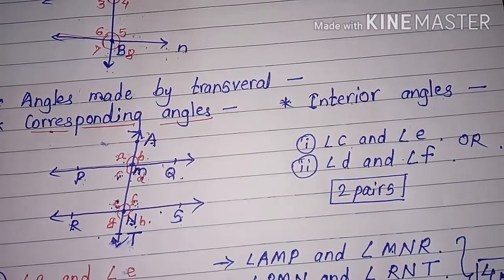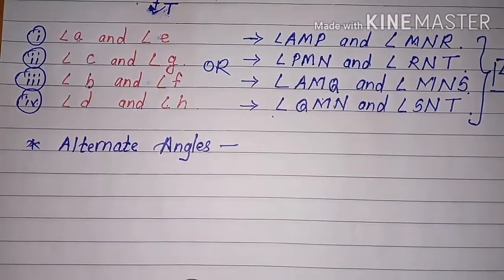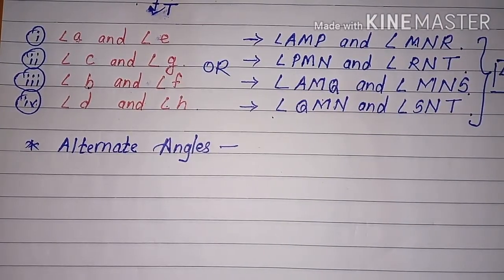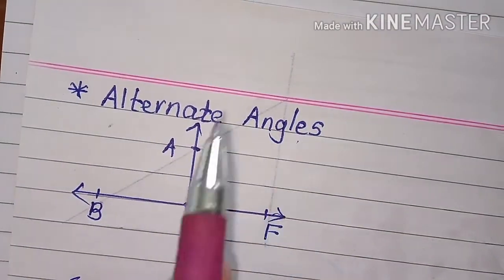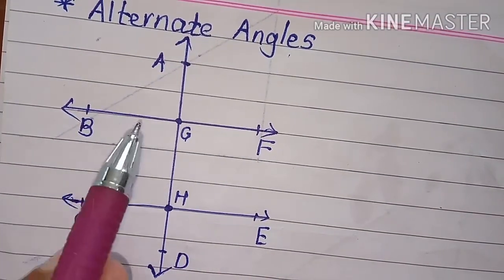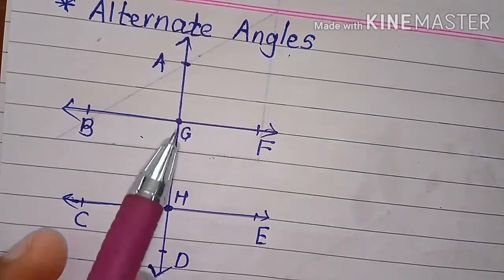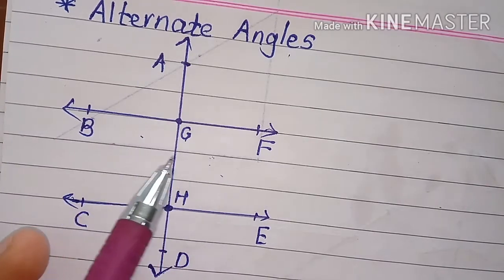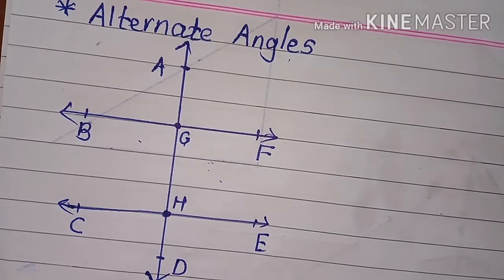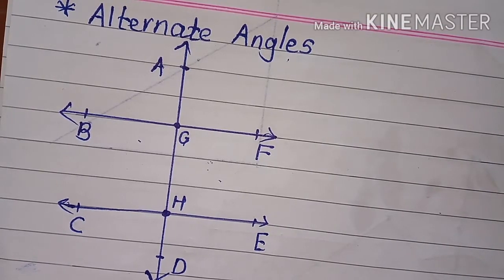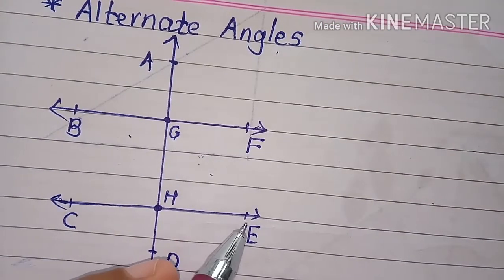Now let's study the next point, alternate angles. Let's see, children, alternate angles. Here the angles which are on opposite sides of the transversal and their arms on the transversal show opposite directions are called a pair of alternate angles.